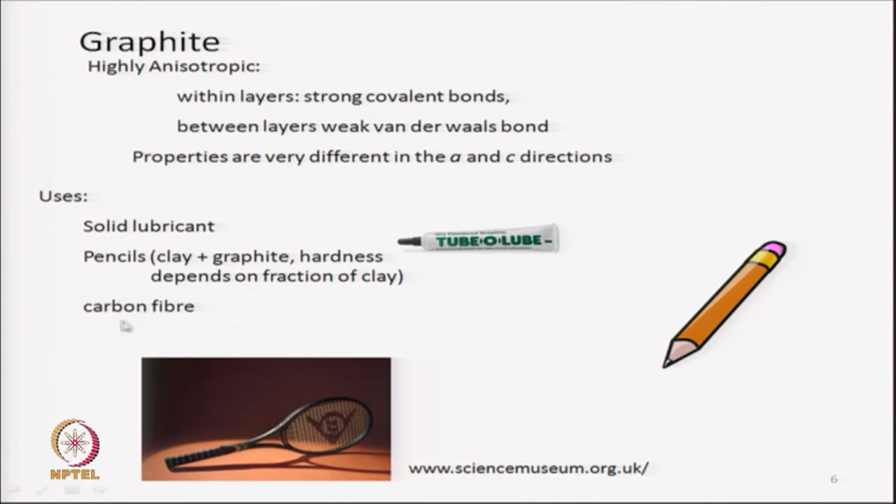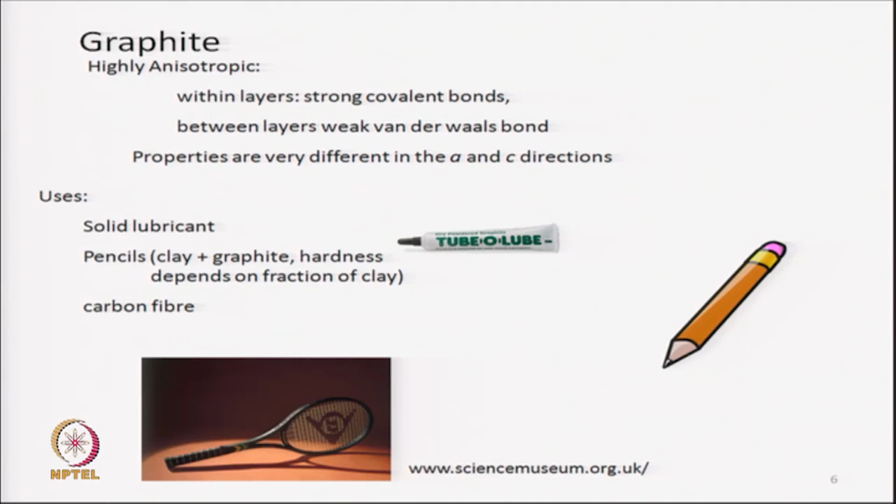Another important application in technology of graphite is that of carbon fiber. When you talk about a carbon racket, a carbon tennis racket, that is not really just a carbon racket, it is a graphite racket. And it is not really graphite, it is a composite of plastic reinforced with graphite fibers, carbon fibers. So, commonly it is called a carbon racket, but it is a carbon fiber or graphite fiber reinforced composite.